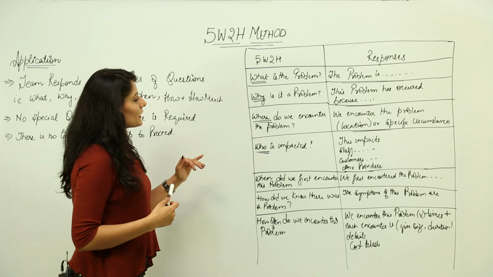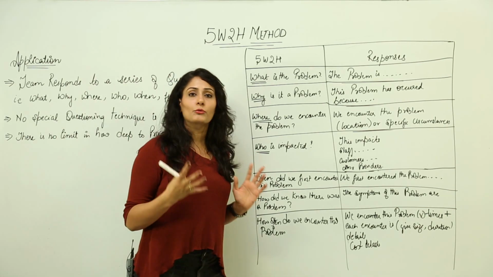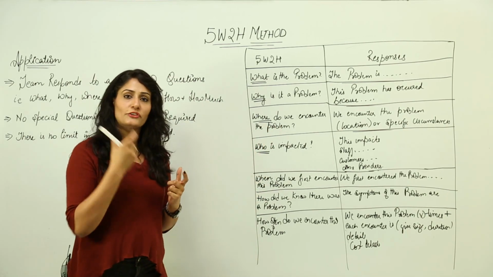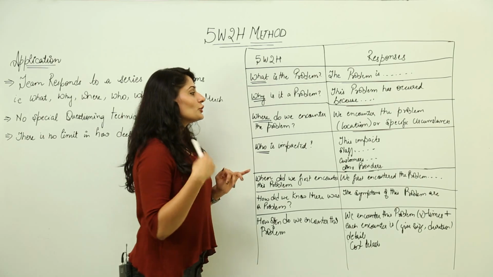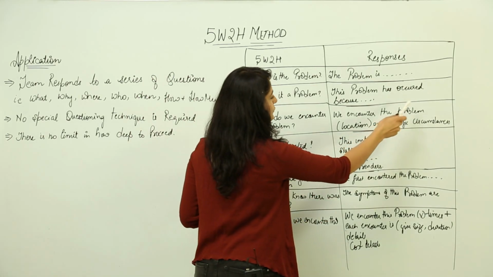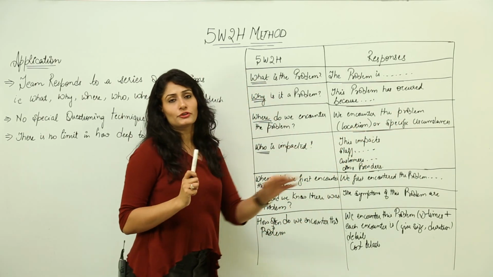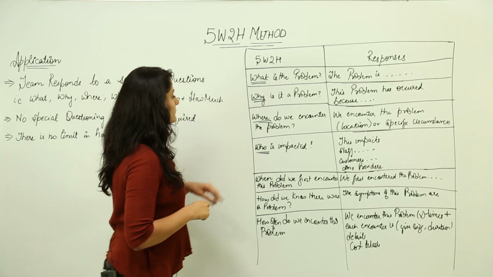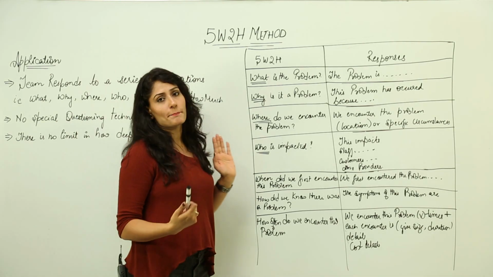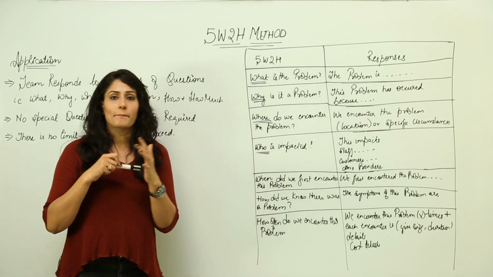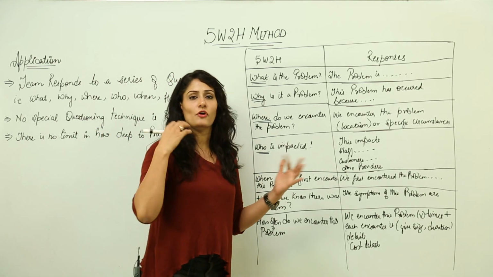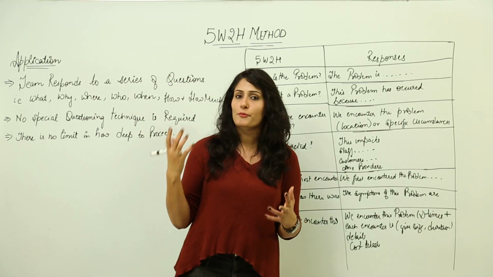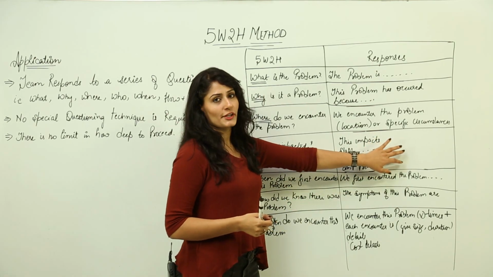And then come to the third part, that is where do we encounter the problem. Now the space or the location part has just surfaced. So you are going to write the answer, we encounter the problem, you give the location or the specific circumstances under which you encounter this problem. And then comes who is impacted, that is people who are impacted, whether it's your staff, your customers or your suppliers or providers, give this information here.